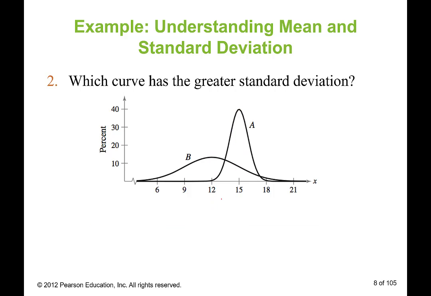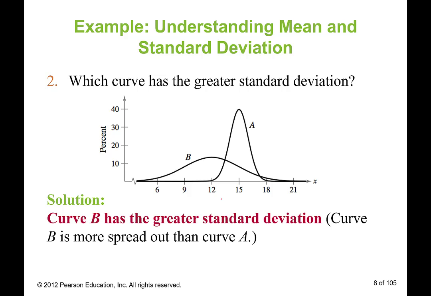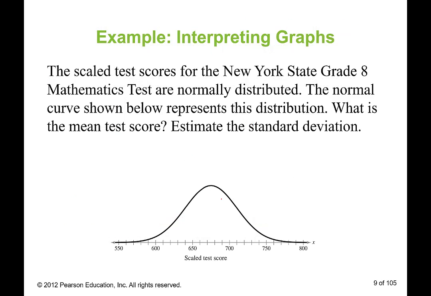Now, which one has the greatest standard deviation, A or B? If you guessed B, you are correct. B is more spread out than curve A. Usually people get these concepts pretty quickly. Okay, let's do an example.